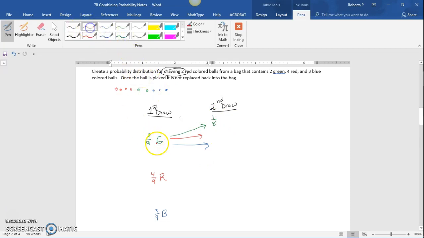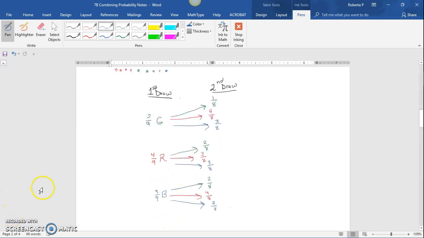If I pulled out a green the first time and a red the second time, that's 4 of them out of 8. And if I pulled out a green the first time, I'm going to pull out a blue the second time, so that's 3 out of 8. So you can go ahead and finish these branches and then check in just a minute. Okay, you can double check your work.